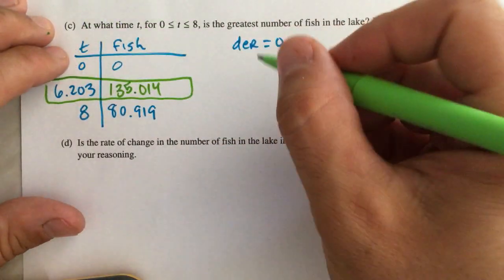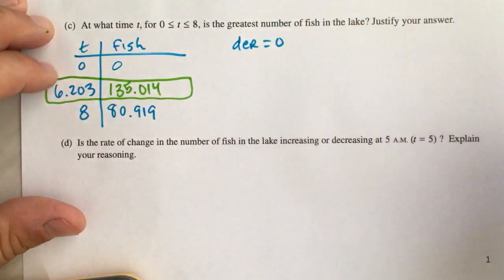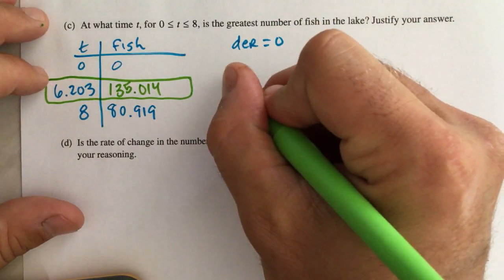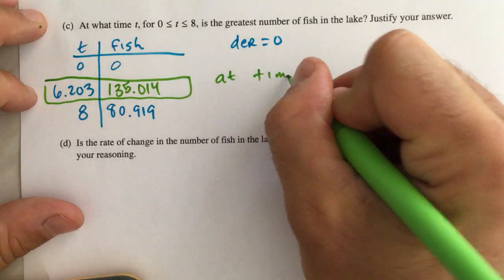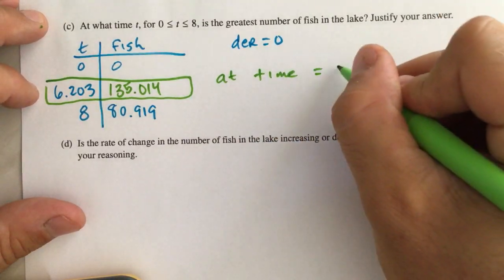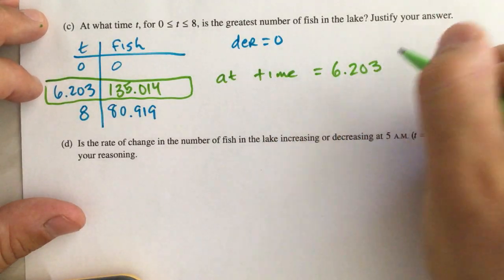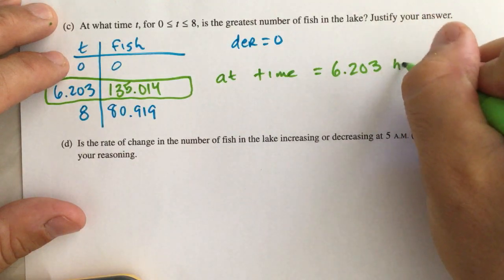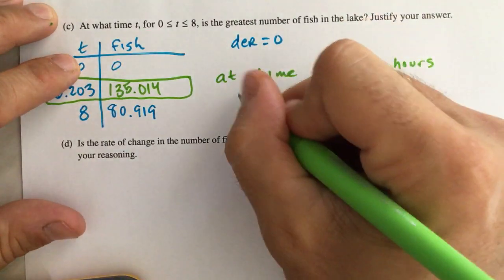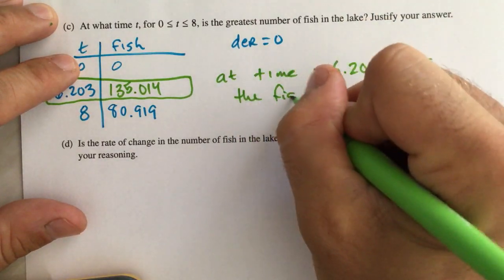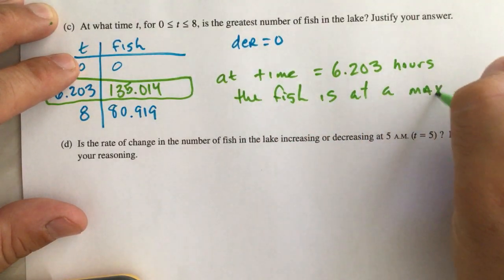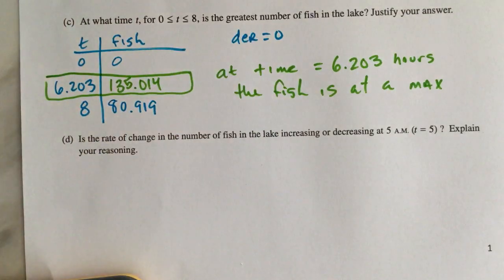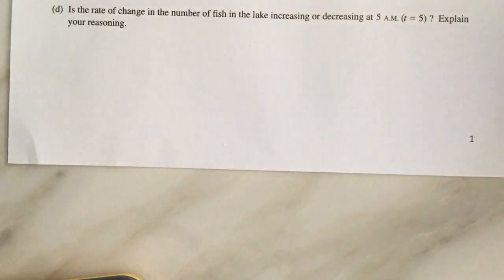At what time is the number of fish just, okay, so at time equals 6.203 hours, the fish is at a maximum. And my justification is right there. Okay. All right, last one.